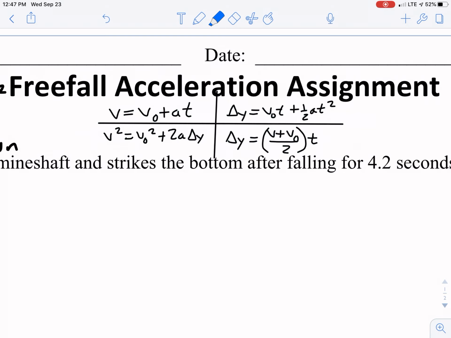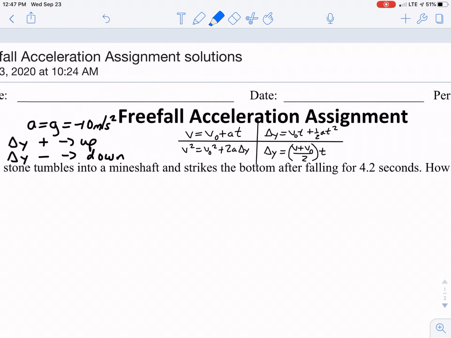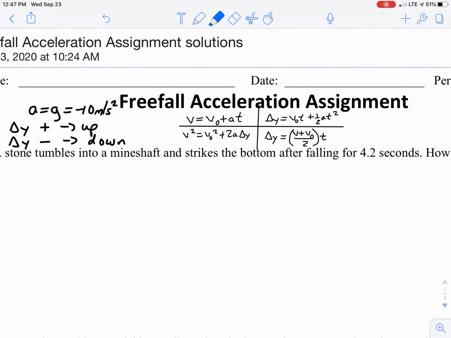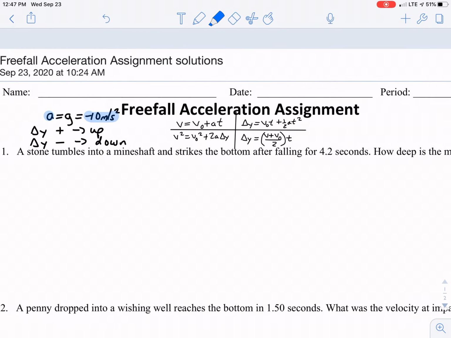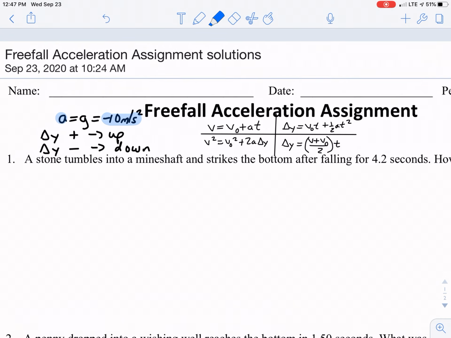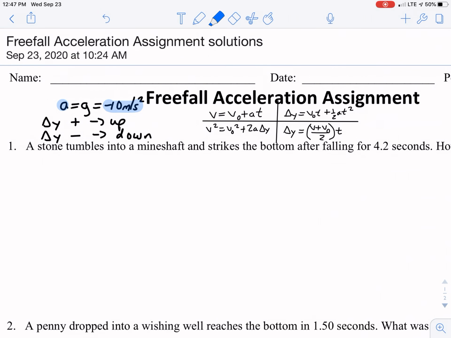The only difference, there's really just two differences. One, you're going vertical instead of horizontal, so instead of delta x, we have delta y. The other is that we have the same constant acceleration due to the force of gravity. So anytime we have this, we're always going to be putting in a is negative 10. Now, one piece of advice: if your object is going up, make sure delta y is positive. If your object is going down, make sure delta y is negative. Other than that, it works exactly the same way.